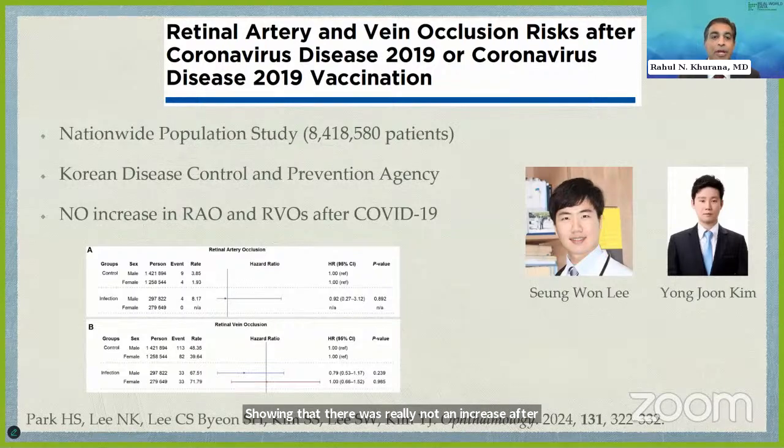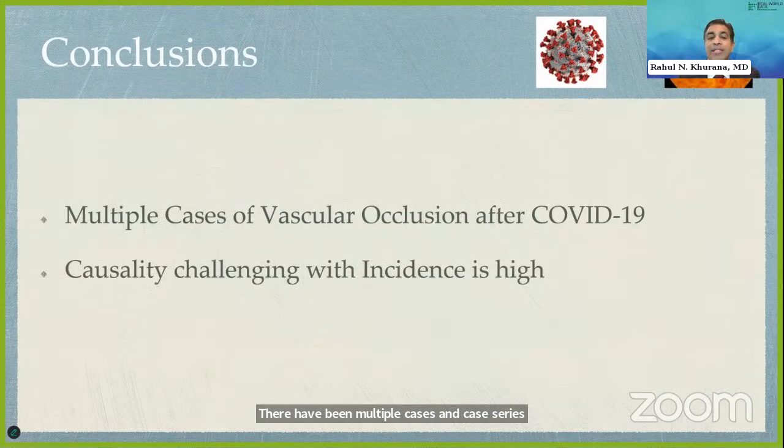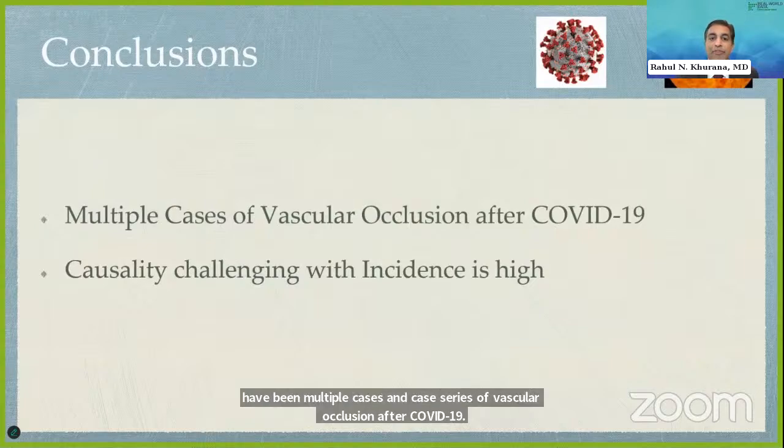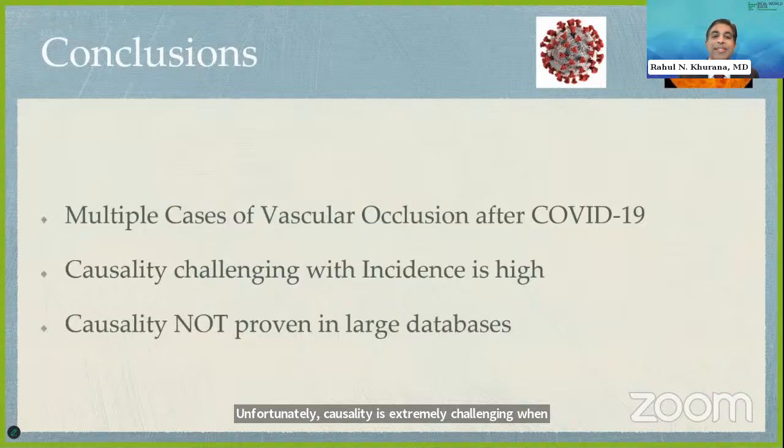So in summary, when we look at the data, there have been multiple cases and case series of vascular occlusion after COVID-19. Unfortunately, causality is extremely challenging when you have a very high incidence. And at this time, causality has not been proven in large databases. Thank you for your time.